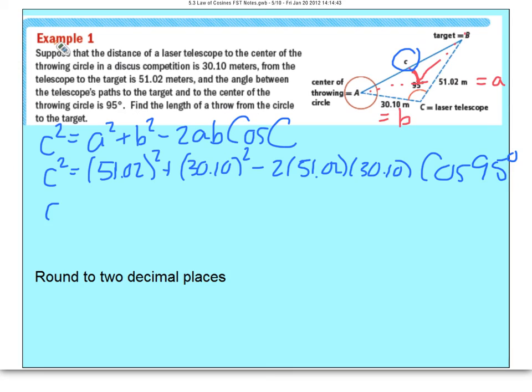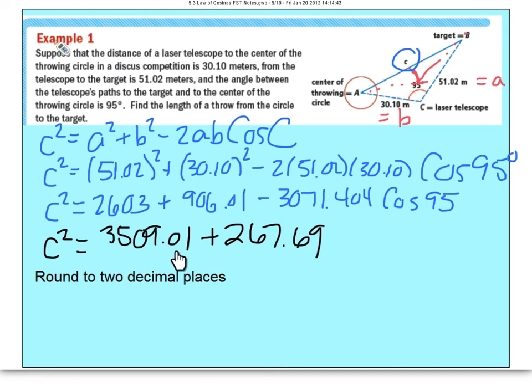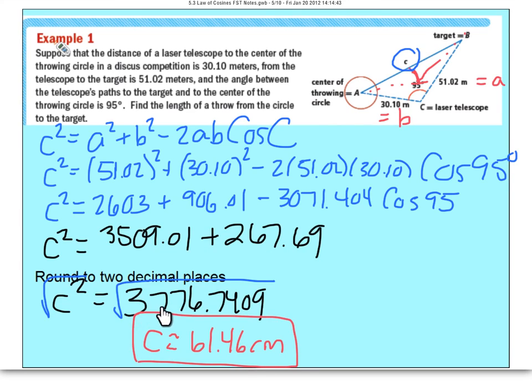Now I'm going to simplify and get that C squared is going to be equal to, what I'm going to do first is square this, and multiply these three together. And that'll give me, okay, then on this next step I'm going to add these two here, and then I'm going to take the negative 3071 and times it by the cosine of 95. And that'll give me these values right here. Now if I bring those together and take the square root, then I'll get the 3,776.7409. Take the square root. This distance right here is approximately 61.46 centimeters.